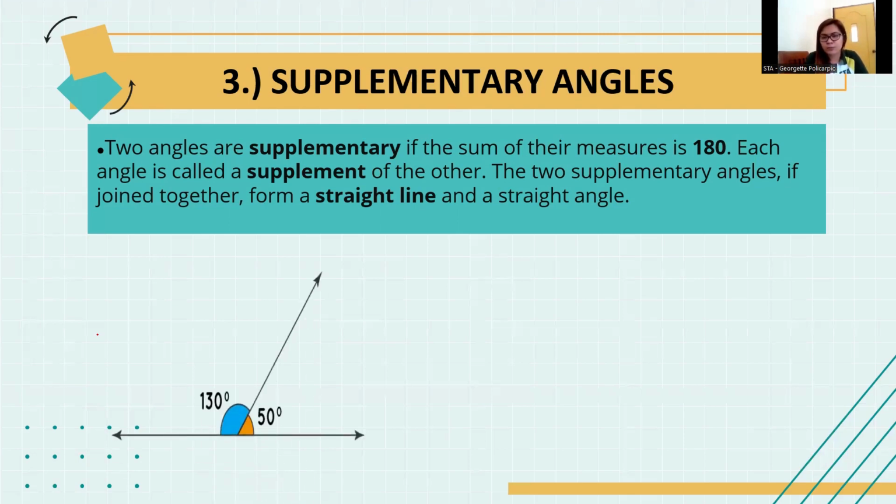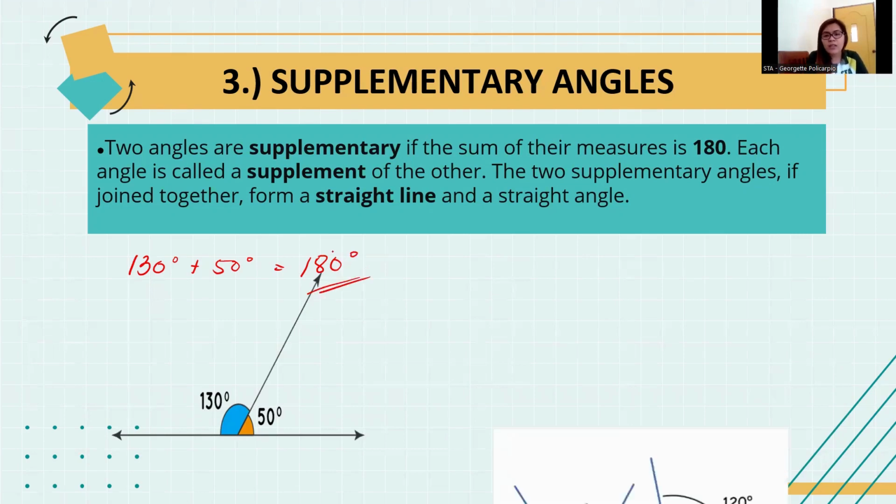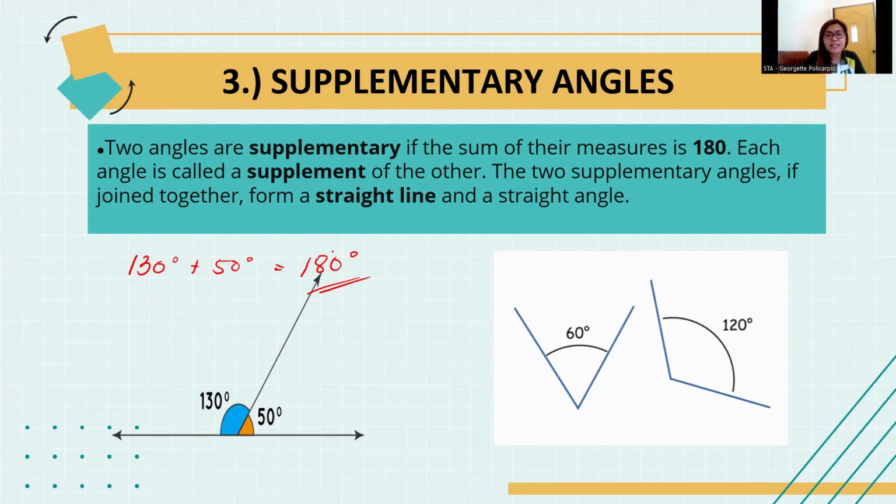degrees. So, for example, ito. So, we have 130 degrees and 50 degrees. Supplementary, bakit? Kasi 130 degrees plus 50 degrees equals 180 degrees. Okay? Another, ayan. So, not necessary lagi din silang adjacent, ha? Pwede silang non-adjacent. Ibig sabihin, hindi magkatabi. So, kagaya ito, 60 degrees and 120 degrees, they are supplementary. Bakit? Kasi 60 degrees plus 120 degrees ay 180 degrees.